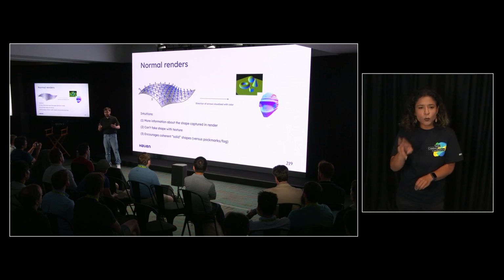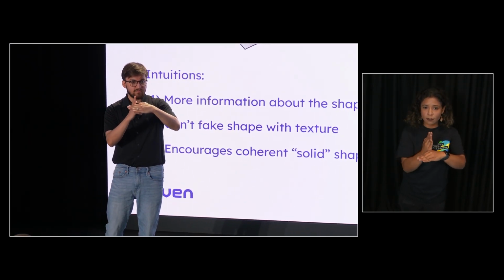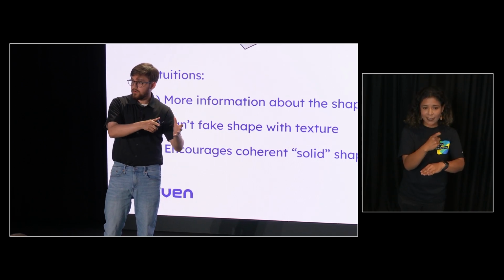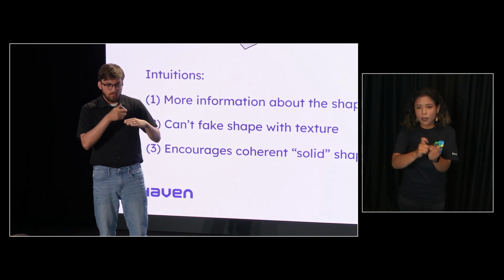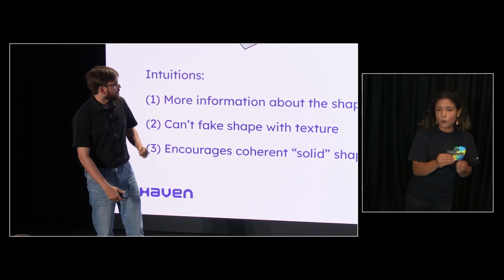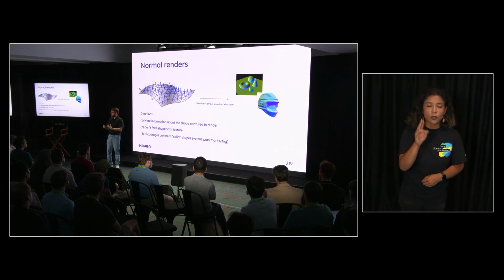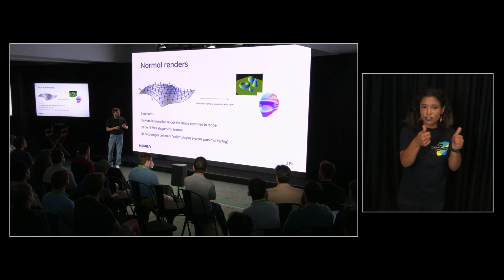And a normal, just a quick recap, is if you have a surface, a normal points straight up from that surface, so that's X, Y, or Z, and you can convert that into an RGB. So if it's more in the Z, it's going to be more blue, because X, Y, Z, RGB. So what happens is these normal renders end up encoding information about the shape just through the render itself.